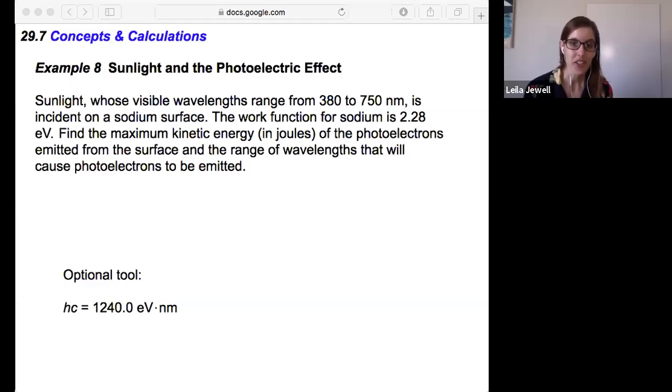Bonus, section 29.7, concepts and calculations. So example 8, sunlight and the photoelectric effect. This is just getting an extra example in there, which is pretty great.